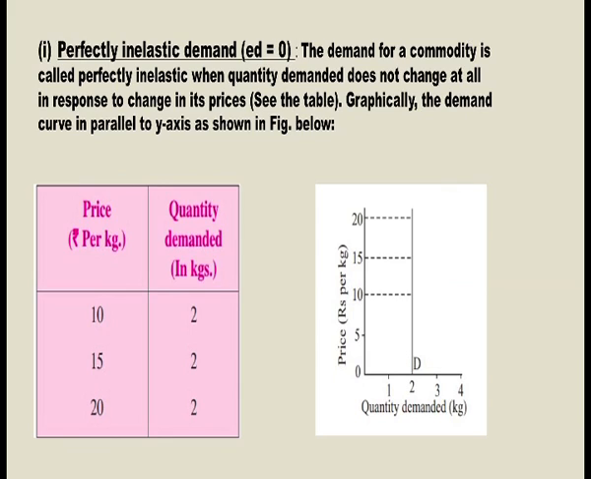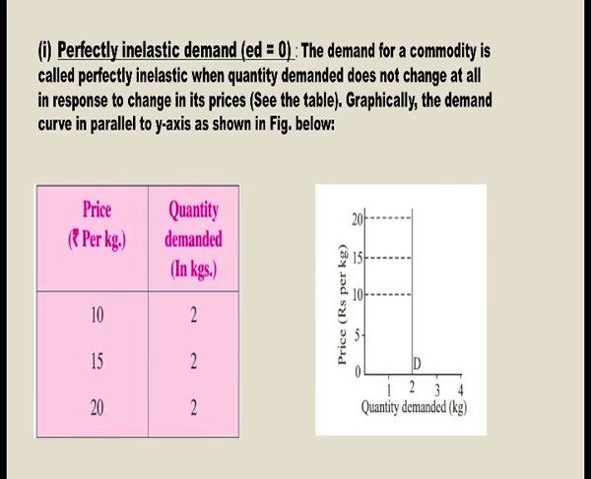Now, we will understand diagrammatically as well as with the help of a table what are these different types of elasticity of demand. First of all, perfectly inelastic demand. This perfectly inelastic demand says that the quantity demanded of the commodity does not change at all with the changes in the price.